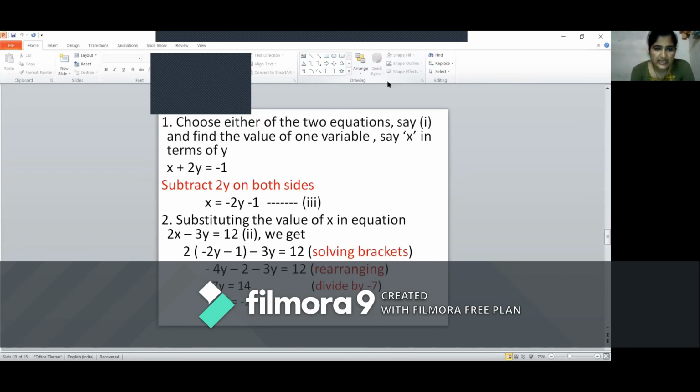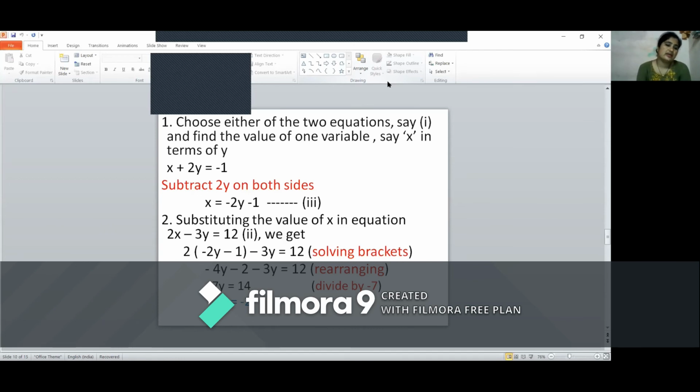So for that, what do we have to do? In step 1 we have to choose either of the two equations. So let's take the first equation and find the value of one variable, say x, in terms of y. So from the first equation, I have to write x in terms of y. But here you can change; you can write y in terms of x also. I have taken x in terms of y.